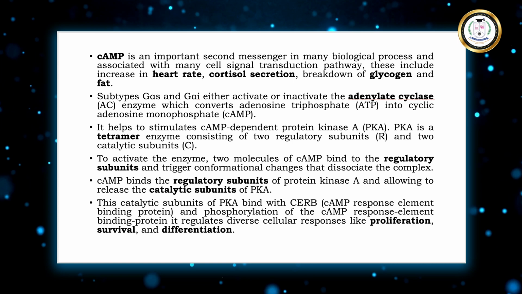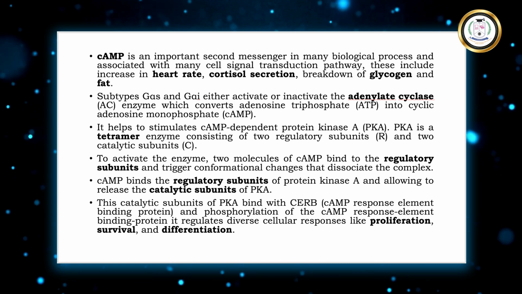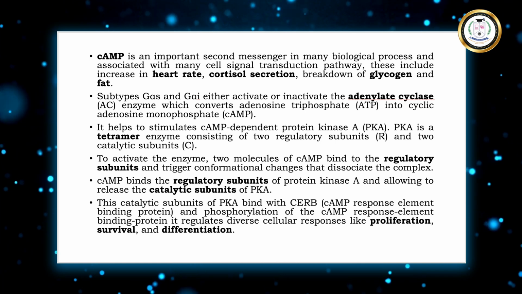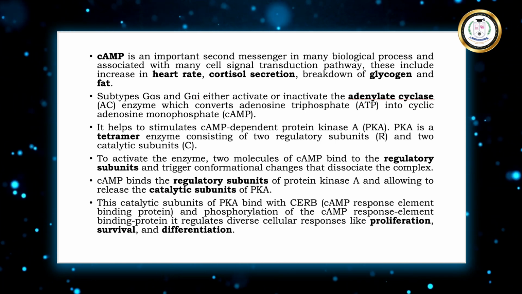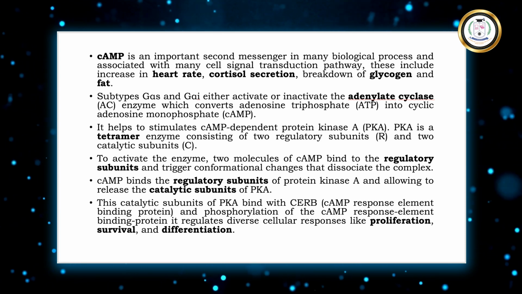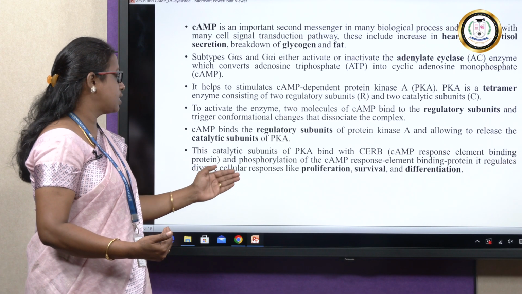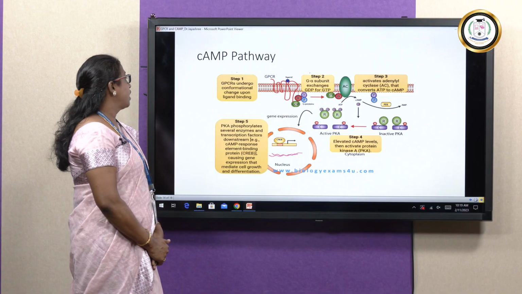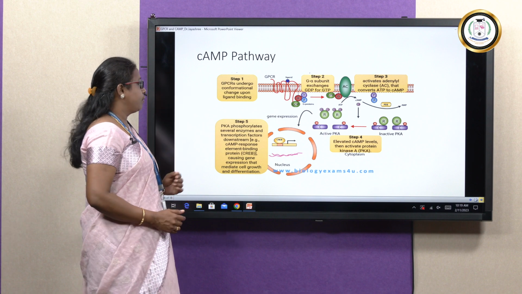What is the role of the catalytic subunit? The catalytic subunit of PKA binds to CREB. CREB is the cAMP responsive element binding protein. These proteins are phosphorylated, and this regulates diverse cellular responses like proliferation, survival and differentiation. This image can clearly explain the cAMP pathway.